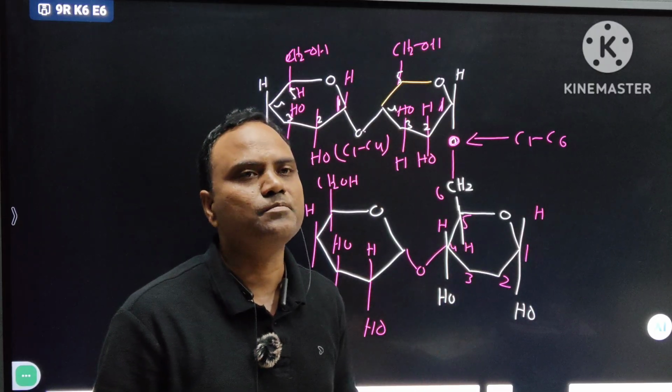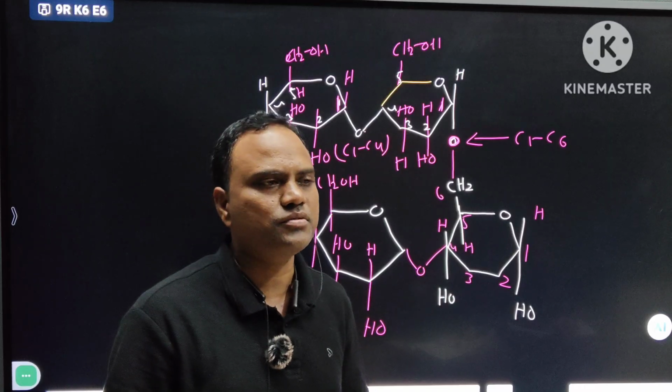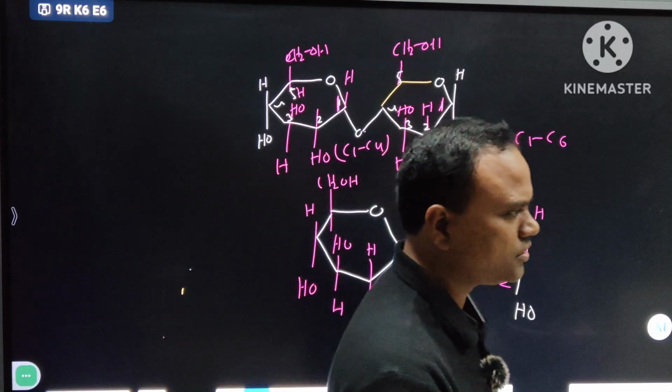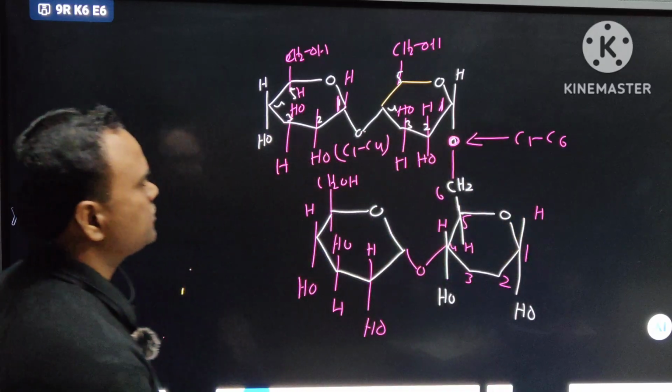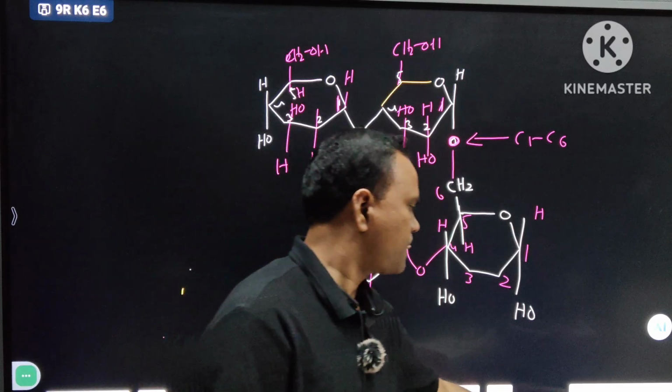Particularly they will ask, okay, branching takes place at which carbons? C1 and C6. Very, very important. Particular questions are there on that. Okay, right. Shall we go to the next one? Next polysaccharide.